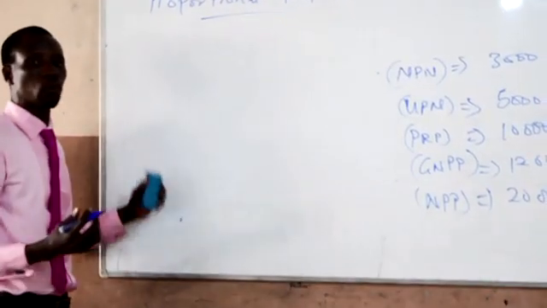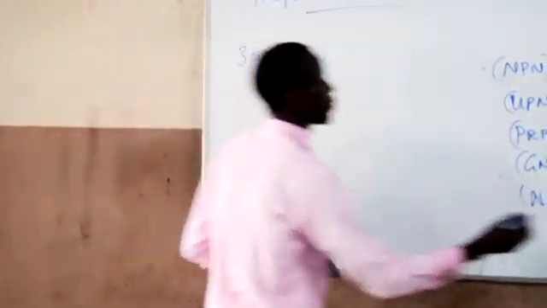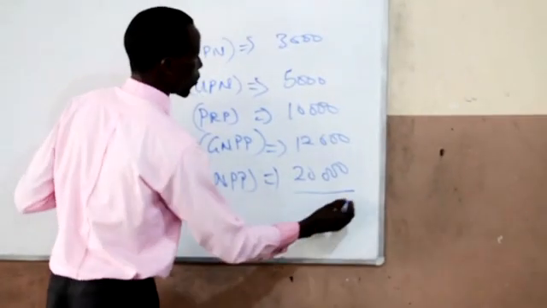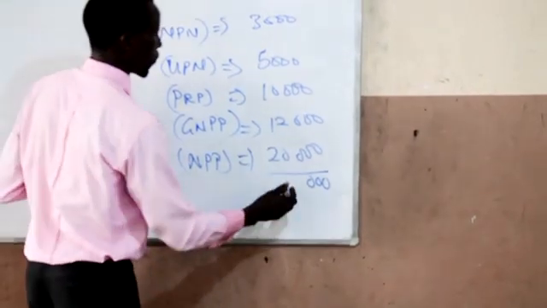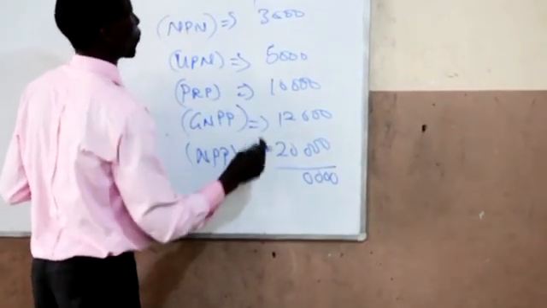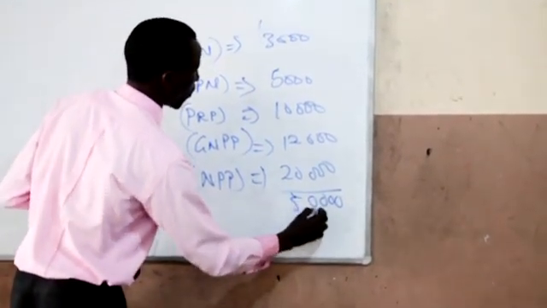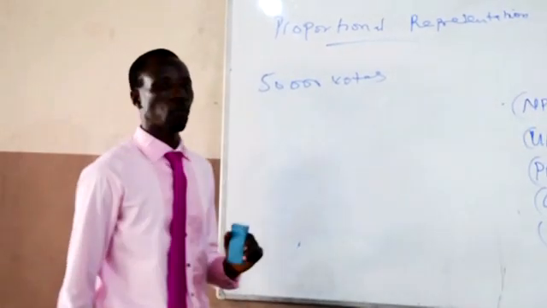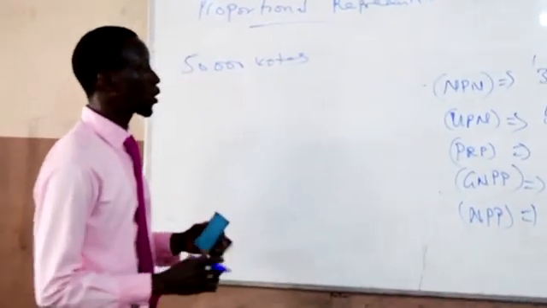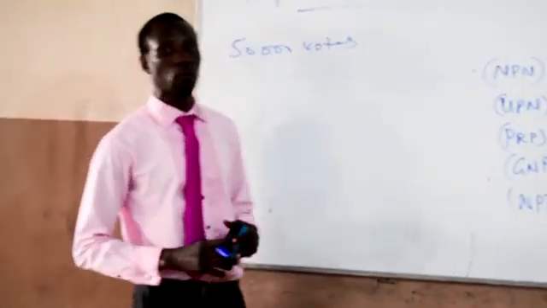So the first thing you do to get the proportion is add all of them together. We have 3,000, 5,000, 10,000, 12,000 and 20,000. In all, we have 50,000 votes. And don't forget that we're trying to get the number of seats that will be allocated to each of these political parties based on the total number of votes cast for them.